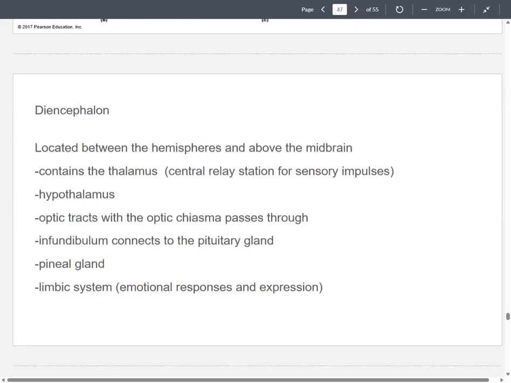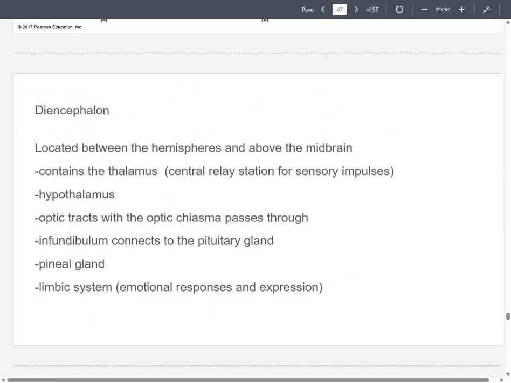Moving into the diencephalon. The diencephalon is located between the hemispheres but above the midbrain. It's going to contain structures such as the thalamus, which is the central relay station for sensory impulses. It's going to contain the hypothalamus. It's also going to contain optic tracts with the optic chiasma passing through.